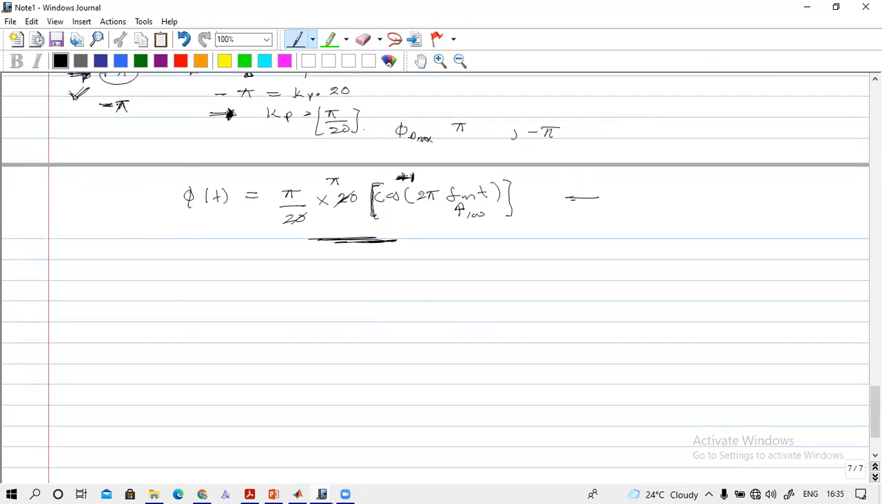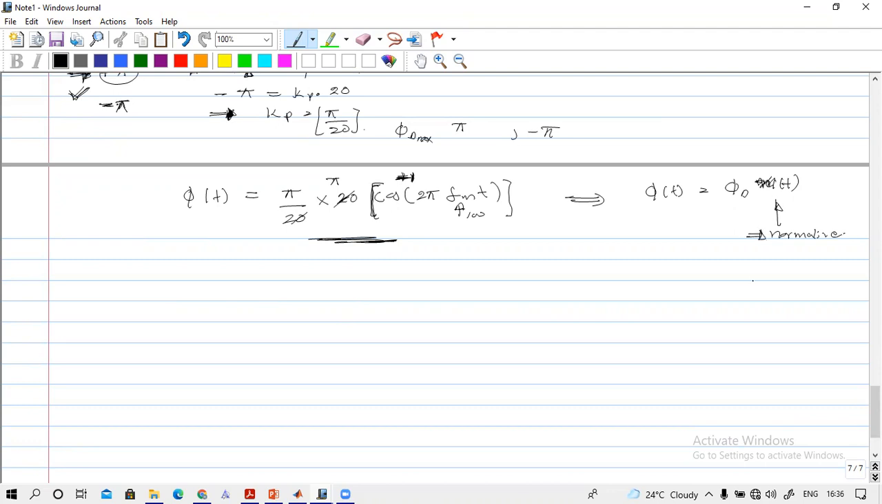Okay, so in your lecture note, it is said that phi(t) is equal to phi delta m(t). Here it is mentioned as x(t), but I will write m(t). And he said that this m(t) is normalized. Can you remember in your lecture note? It is like this, this x(t) is normalized.